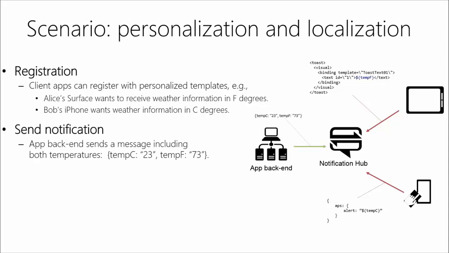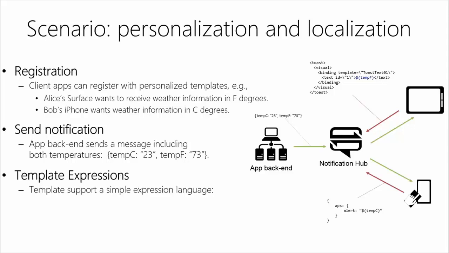When there's something to send, there's something to notify, including the temperatures, both of those temperatures are sent to the notification hub. But the notification hub then sends those temperatures in the format that is expected by the particular device when it passed it the template.